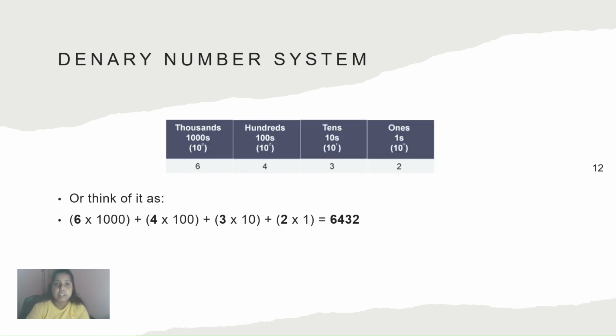In the denary number system, look at this table. Here 6432 is represented using the place values like this. 10 to the power 0 equals 1, 10 to the power 1 equals 10, 10 to the power 2 equals 100, 10 to the power 3 equals 1000. In any number system, the 0th power is 1. That is the base case we are using. Depending on that, other values are represented. Therefore, 6432 can be represented like this.